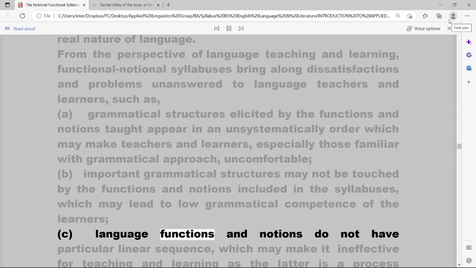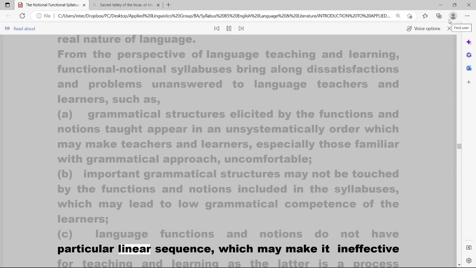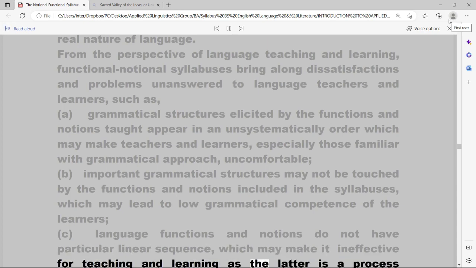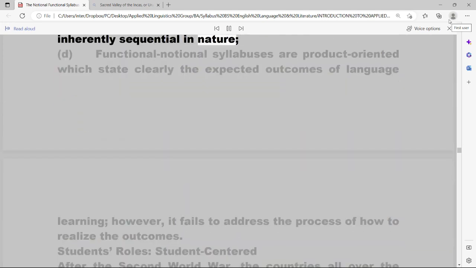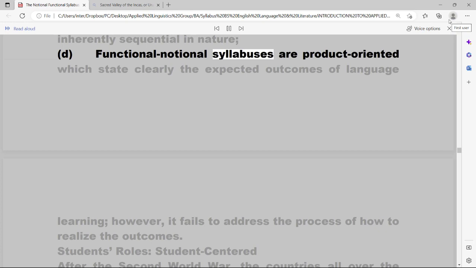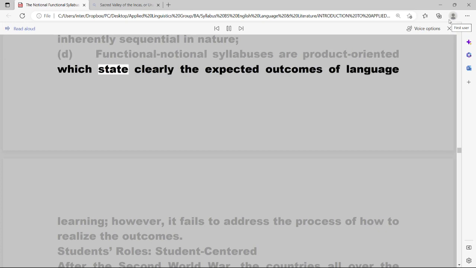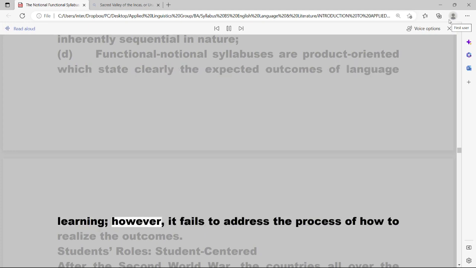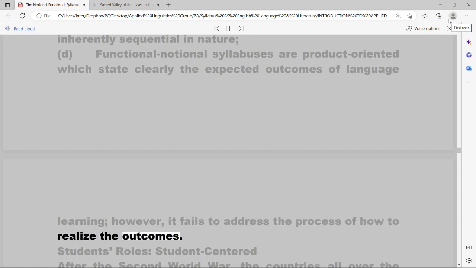C. Language functions and notions do not have a particular linear sequence, which may make it ineffective for teaching and learning, as the latter is a process inherently sequential in nature. D. Functional notional syllabuses are product-oriented, which state clearly the expected outcomes of language learning. However, it fails to address the process of how to realize the outcomes.